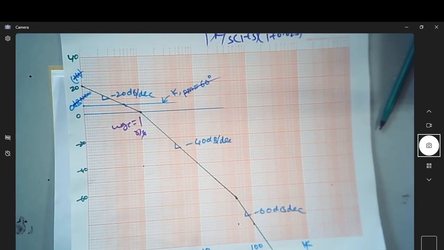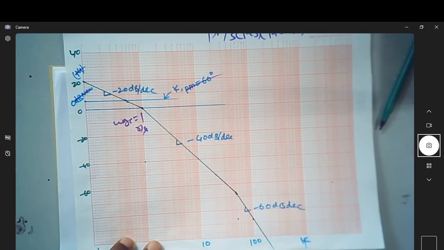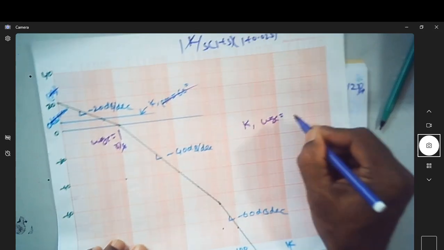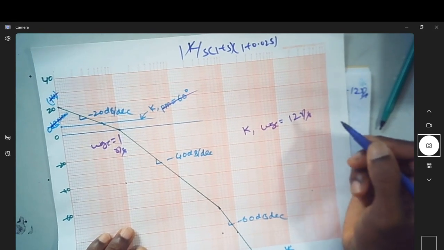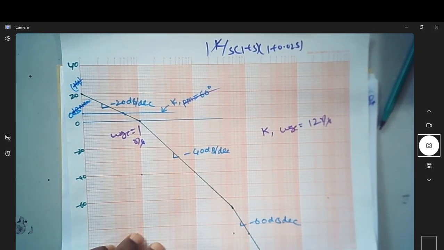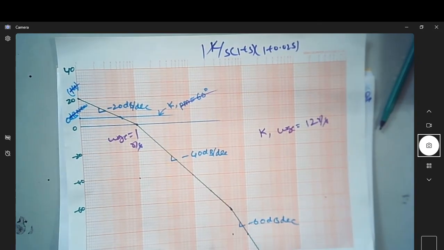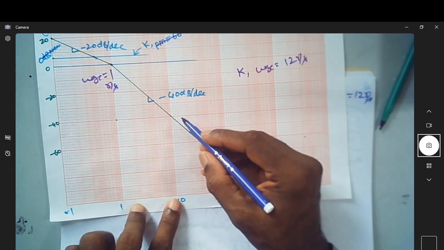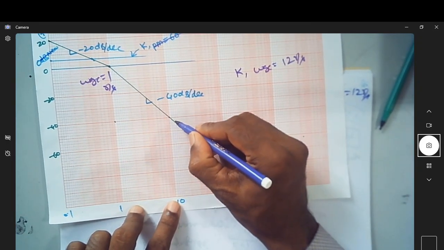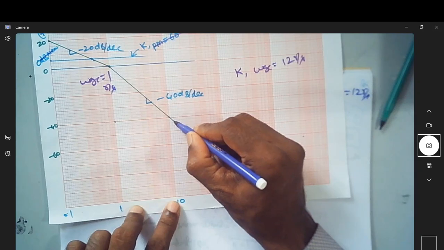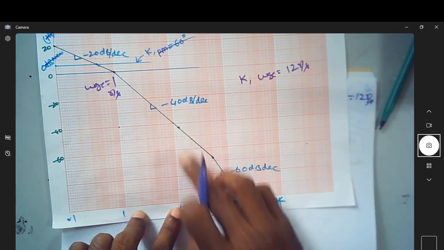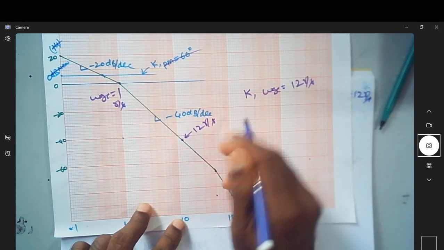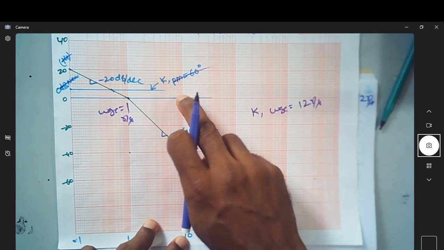What is asked is that we are supposed to find the value of k so that omega gc is 12 radian per second. So where is 12 radian per second? You can see on this plot, this is actually 10, and we know that this is 20. So 12 happens to be 2 divisions from here. So this is 12 radian per second.